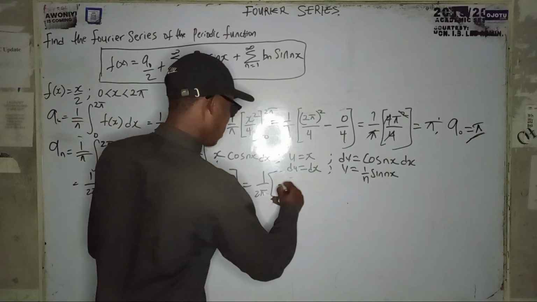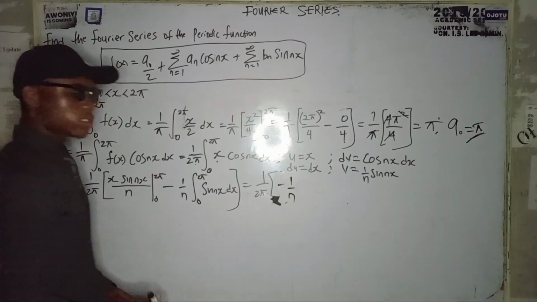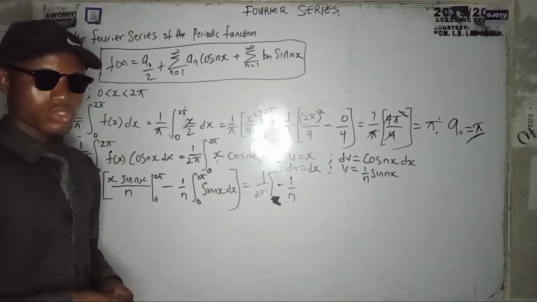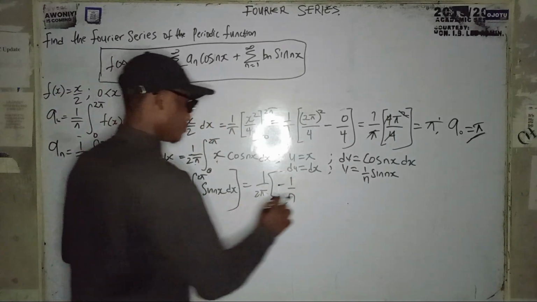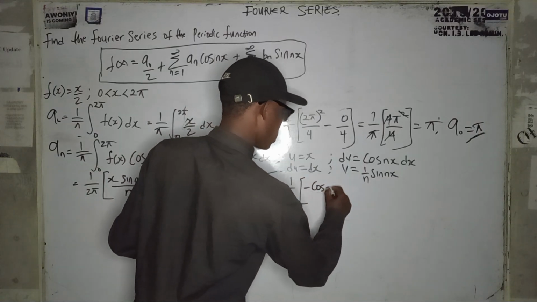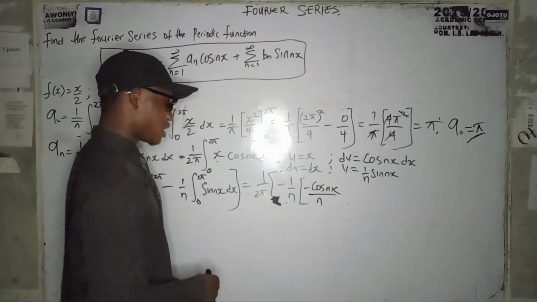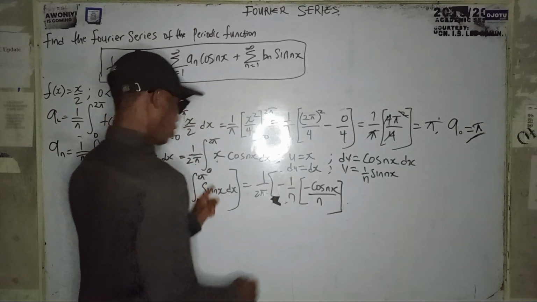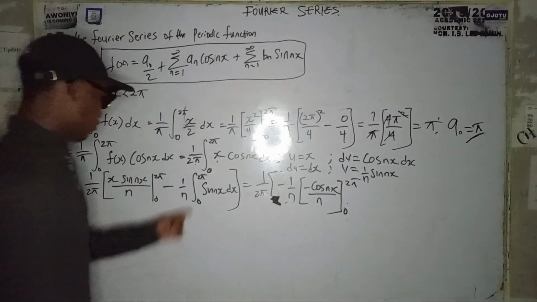We have our minus 1 over n, and now we are going to integrate this again. The integration of sine nx is equal to minus cos nx. So this will be equal to the integration of minus cos nx over n, due to the chain rule that we are applying in the bracket here. So then our value from 0 to 2 pi.